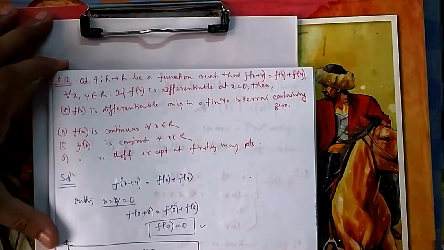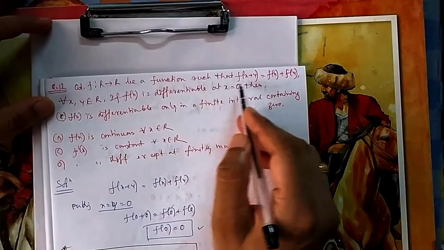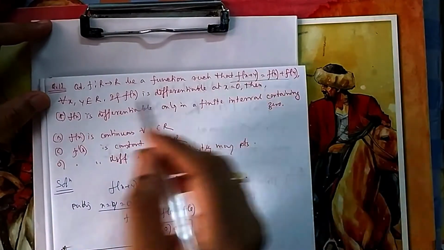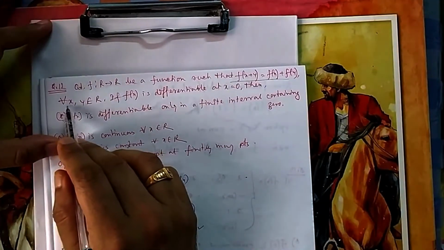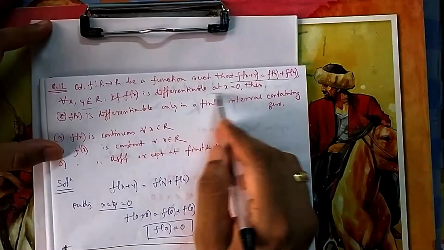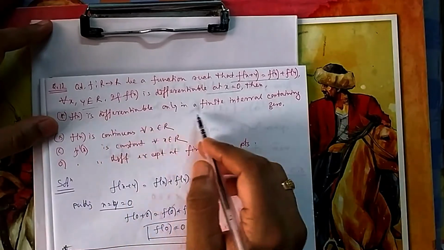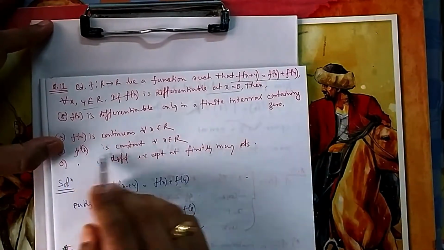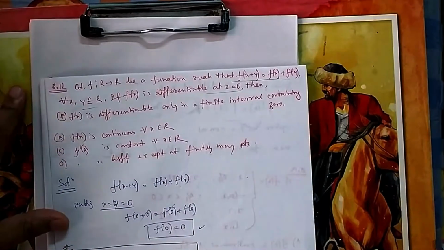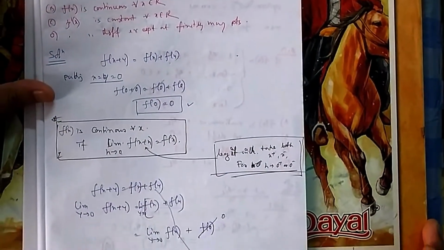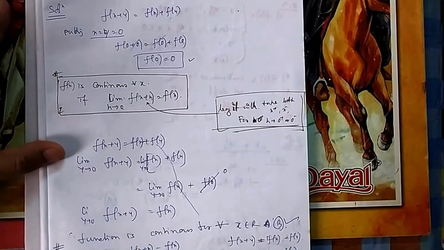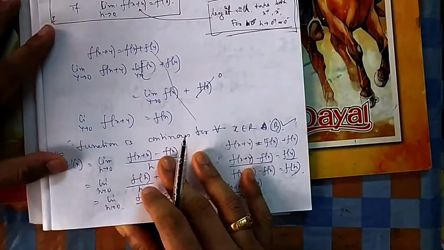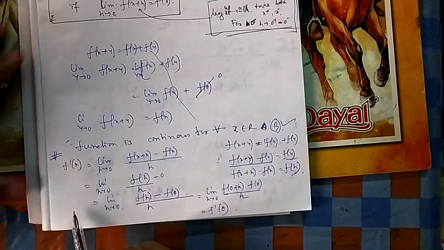Now if you come to question number 12, let f: R to R be a function such that f(x plus y) is equal to f(x) plus f(y) for all x, y belongs to R, and f(x) is differentiable at x equal to 0. Then f(x) is differentiable only in a finite interval containing 0, f(x) is continuous, f(x) is constant, or f(x) is differentiable except at finitely many points. Now they are asking about f dash x.